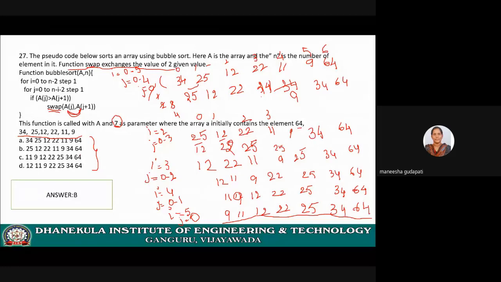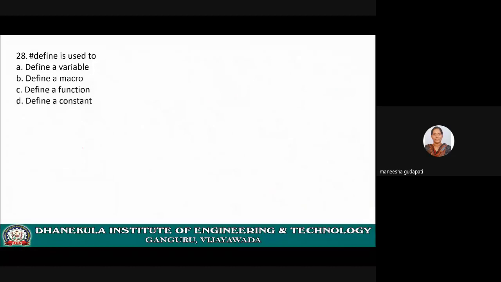Any other doubts? Okay, I will proceed to the next question. Hash define is used to... Again, one more theory question. Hash define is used to define a variable, define a macro, define a function, define a constant. Which of the following options is correct? For what do we use hash define?